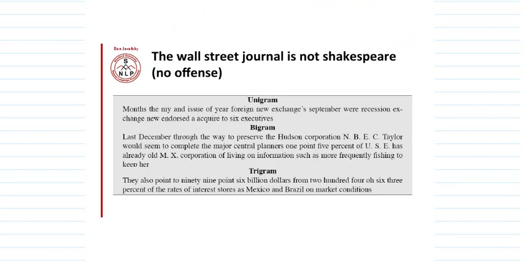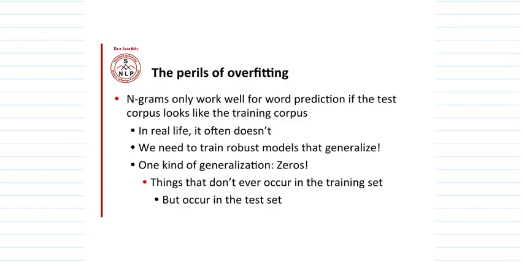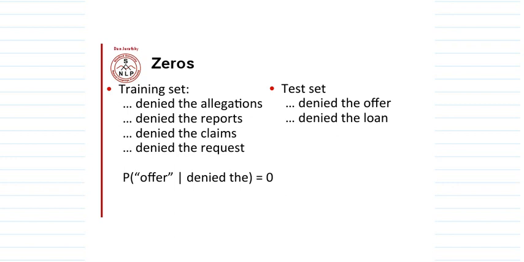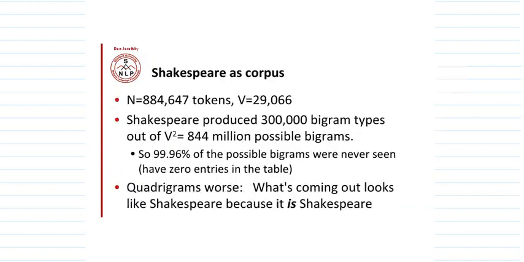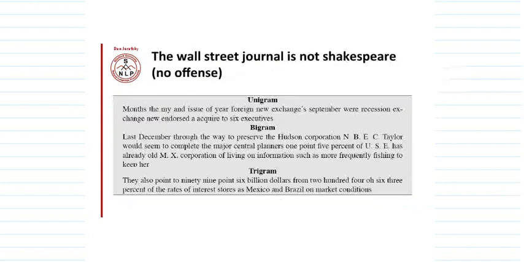We will see this in the case of the Wall Street Journal. We see now for unigram: months, the Maish and issue of year, right? Last December, though, the way to preserve. And in the case of trigram: they also point to 99.6 billion from 200. We see that in this trigram, the visualization is quite a bit better, right? So this visualization method can also be applied to a lot more types of corpus. We have applied it here to the Shakespeare corpus and the Wall Street Journal.